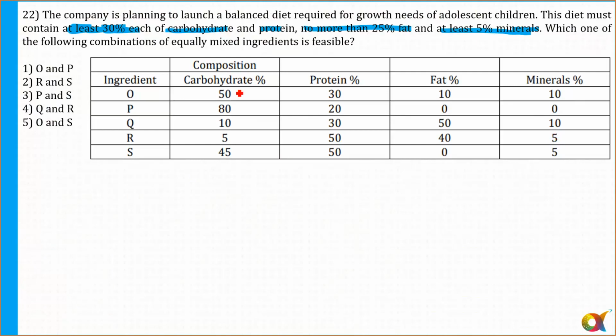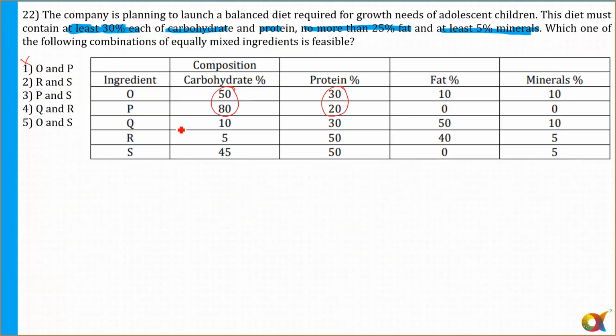So let's see O and P. 80 plus 50 by 2. Yes, both of them are minimum 30. Now for protein, O and P, in one of them it is 30, in another one it is 20. So if I mix them, the value will lie between 30 and 20. Even if it is not given that they are mixed in the ratio 1:1, whenever I mix them in any ratio, the average will always lie between 30 and 20. So, can the answer be option number 1? No. It can't be O and P.